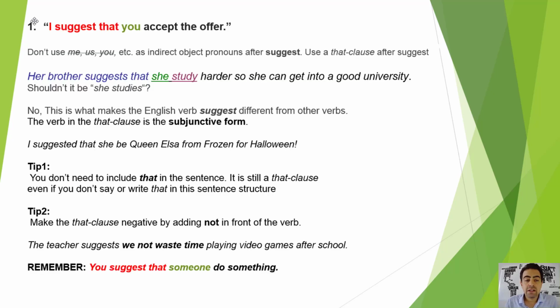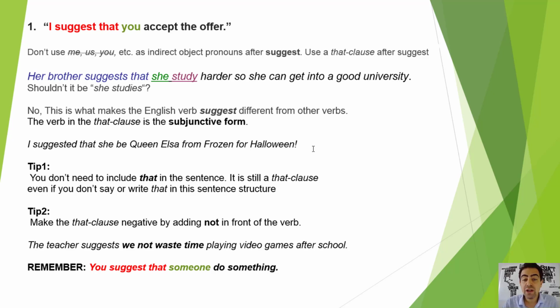First of all, let's look at this structure. Number one, I suggest that you accept the offer. Okay? Do not use me, us, you, etc. as indirect object pronoun after suggest. For example, we never say I suggest you to accept the offer. It's totally wrong. Okay? We don't say I suggest you to or I suggest you.